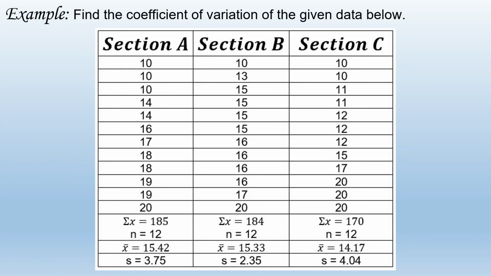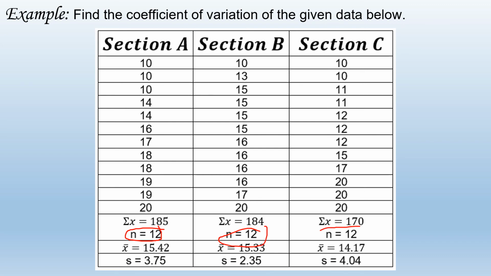Again, please recompute the values for section A, B, and C for us to check if they are really the true values. We have here three columns, section A, B, and C. How many samples do we have here? We have 1, 2, 3, 4, 5, 6, 7, 8, 9, 10, 11, 12. I think we have 12. So the population here is 12. The respondents would be 12. So as you can see here, N is equal to 12.